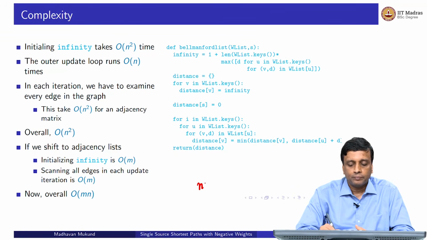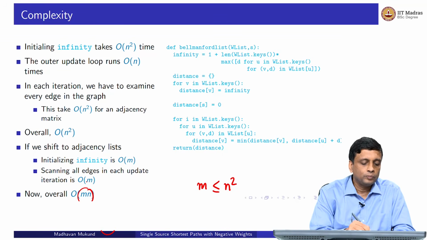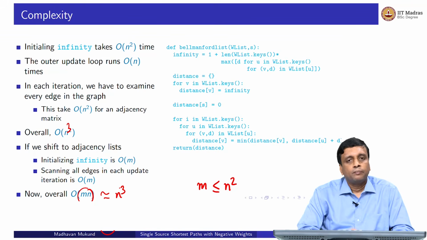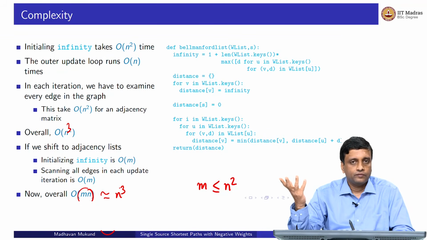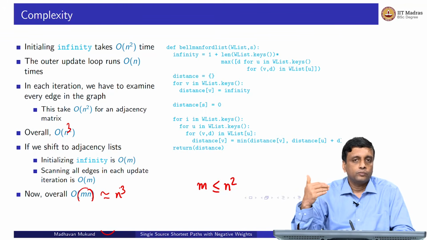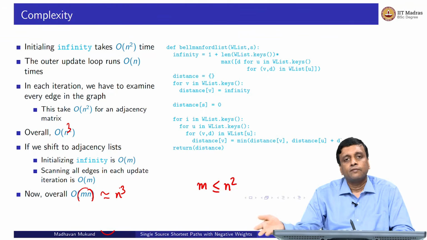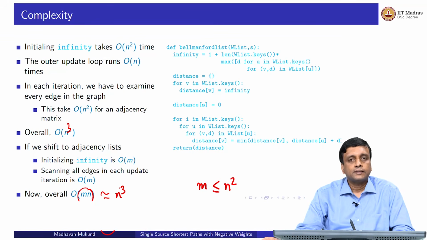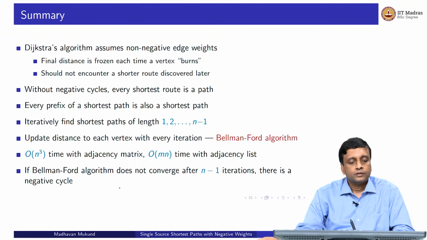So remember that m is at most n squared. So m times n could be n cubed. But if m is small, for example, as we said, if m is linear in the number of vertices, then m times n could be n squared. So it could be one order of magnitude smaller than n cubed. So again, adjacency lists give us a much better complexity than adjacency matrices for Bellman-Ford.